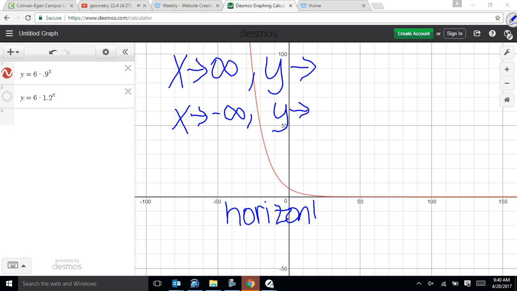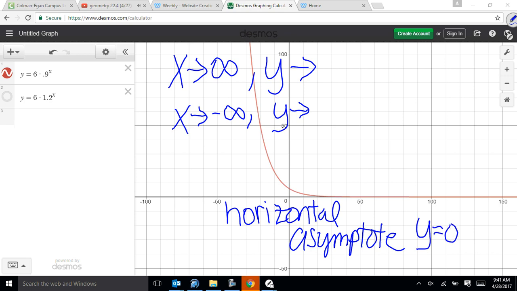Asymptote. All right. So where's our horizontal asymptote? At 0. So y equals 0. And that means that our y value is heading towards that Trump wall.